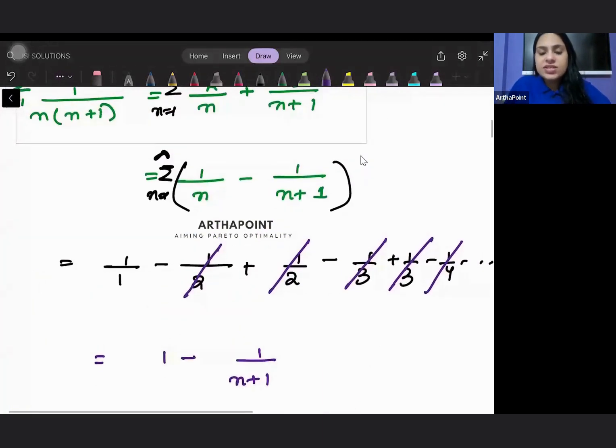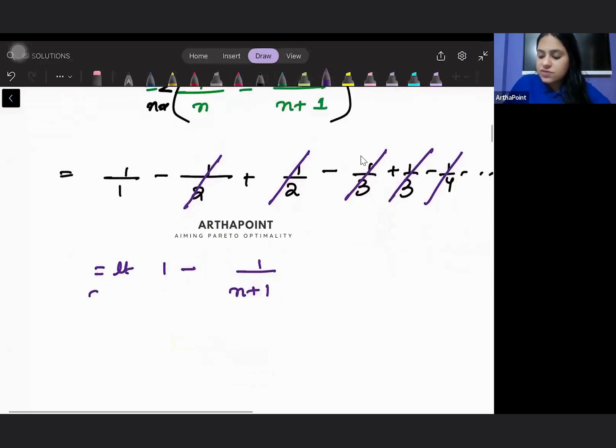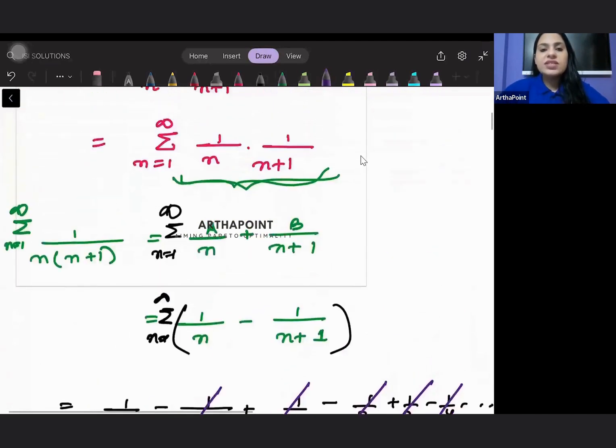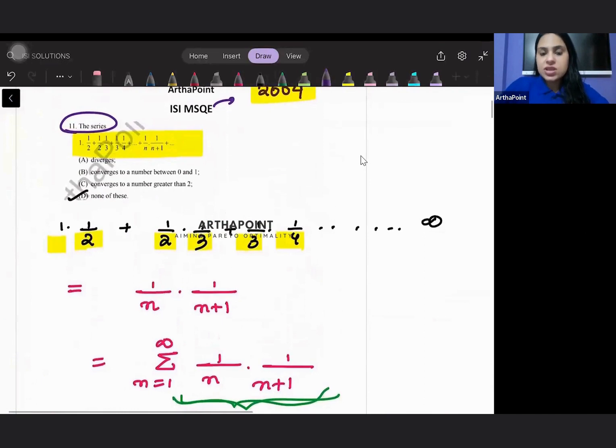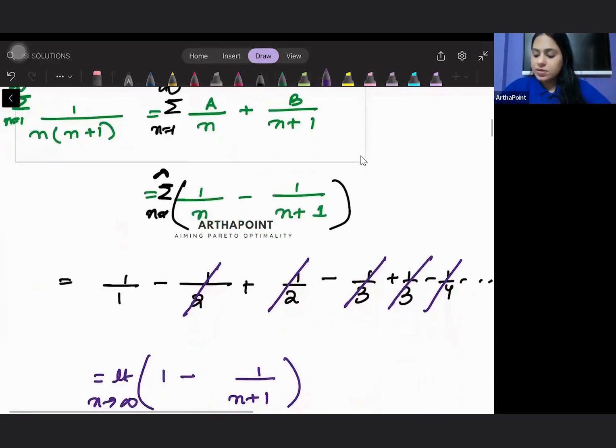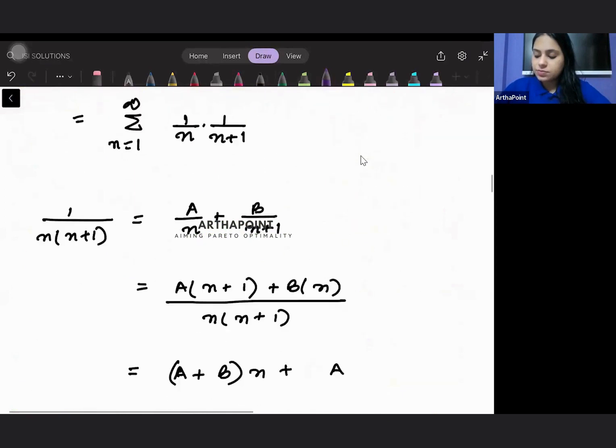And now we need to understand what happens when n approaches infinity. When I plug n as infinity, I will get 1 minus 0, that means 1. So we can say that this converges, and it converges to 1. But this is in none of the options. So the answer to this question will be D. Okay, beta. Come to the next question.